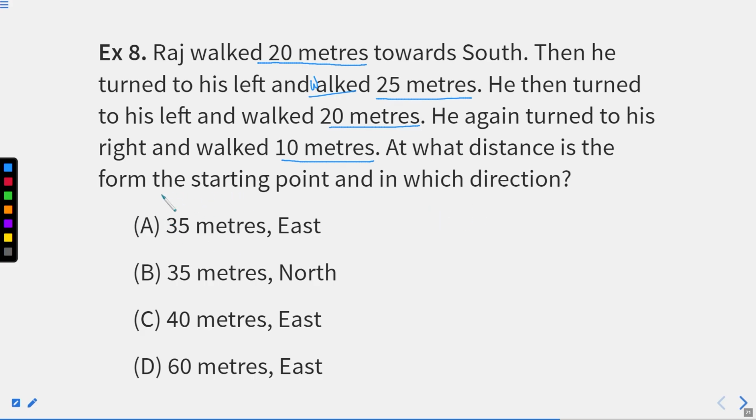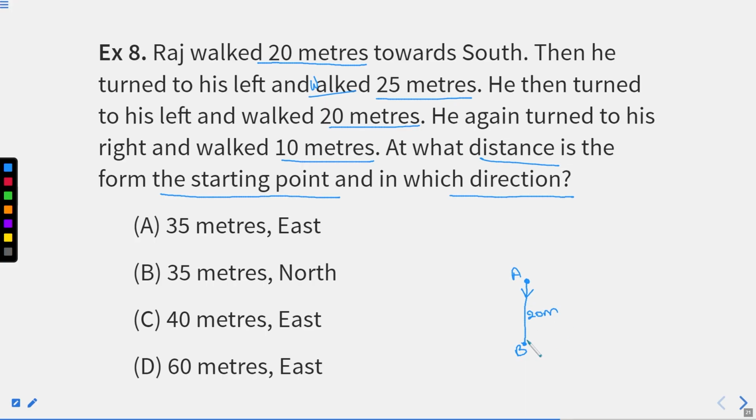So what is asked in the question? The direction and the distance, right? So both are asked in this question. So for that, what will we do? First, we will draw the diagram. First, I will try to explain how you are supposed to go about this part, right? Let's say he is standing here, right? Raj walked 20 meters south. So downward, let's say from point A to point B, he moved downward. How much? 20 meters, right?